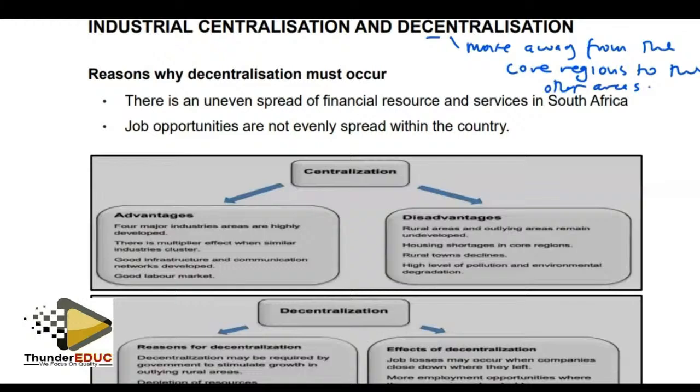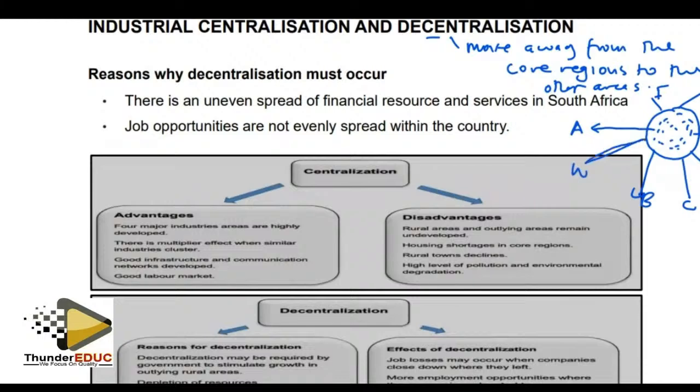For example, if I illustrate it here, this could be a core area with a variety of industries at this point. Now these industries start to move away and could locate to point B, point C, point D, point E, point F, X, W. By doing this, we refer to it as industries and businesses decentralizing, or moving away from the core areas to other places.